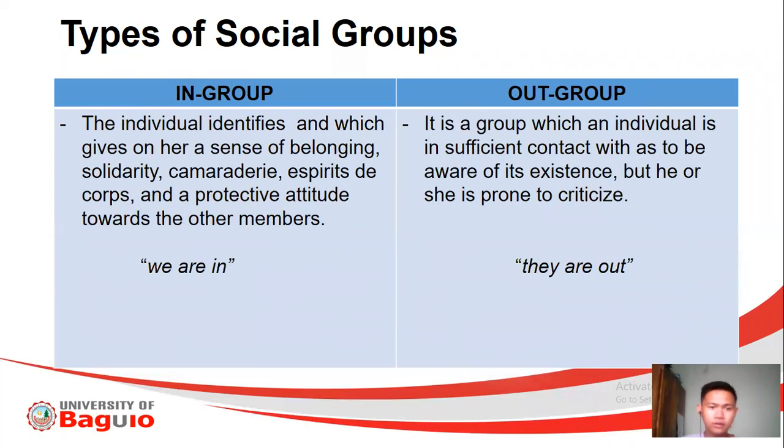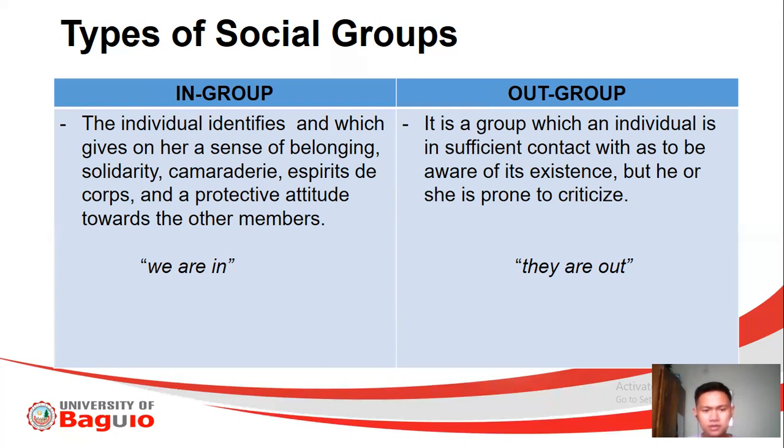Okay, so next we have the in-group and then the out-group. First, the in-group is defined as the group the individual identifies with, which gives one a sense of belonging, solidarity, camaraderie, esprit de corps, and a protective attitude towards the other members. Still, parang magkakaparehas pa rin yan with the primary group and then the Gemeinschaft, di ba?